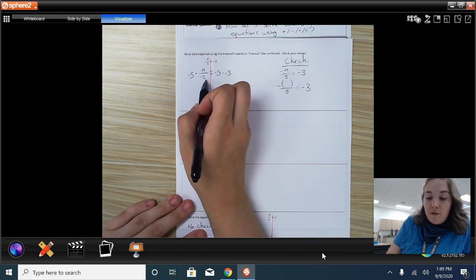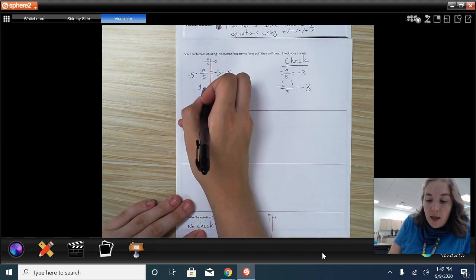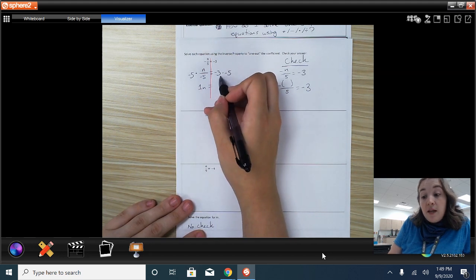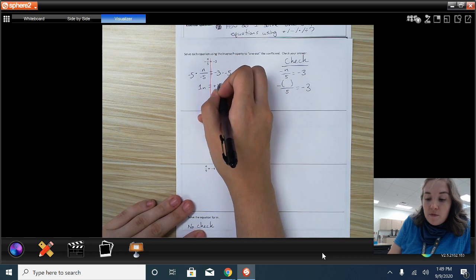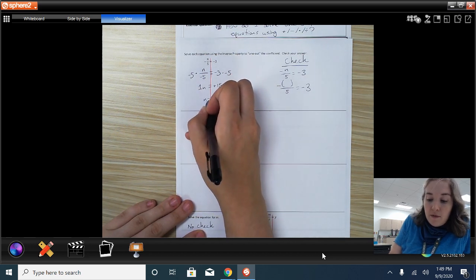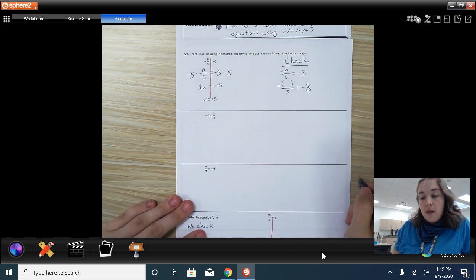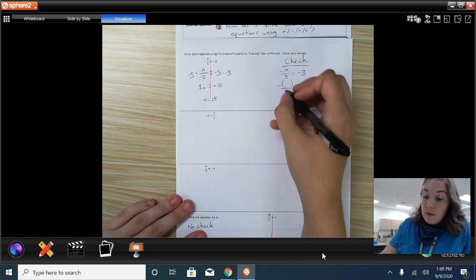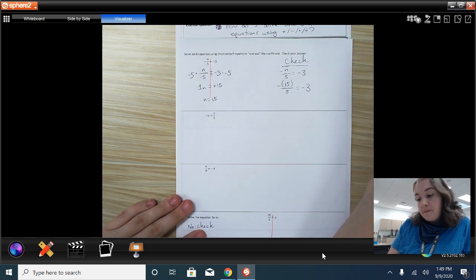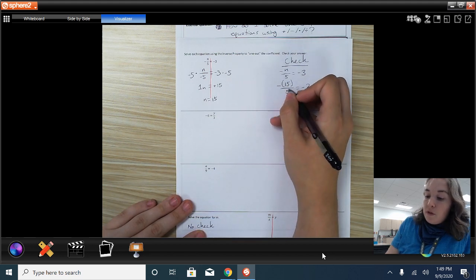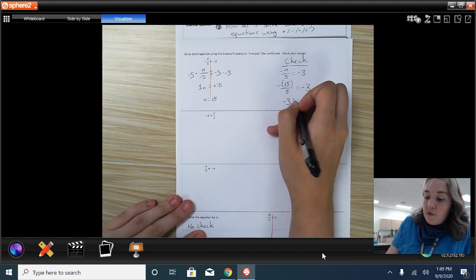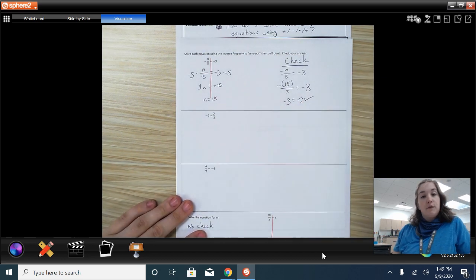-5 divided by -5, this 1's out, so I'm left with 1n. And then we have -3 times -5. Negative times negative is a positive. 3 times 5 is 15. So that means I should have n equals 15. I need to check my answer, so I'm going to plug 15 in for n. And we have -15 divided by 5. 15 divided by 5 is 3. It's a negative. -3 does equal -3.